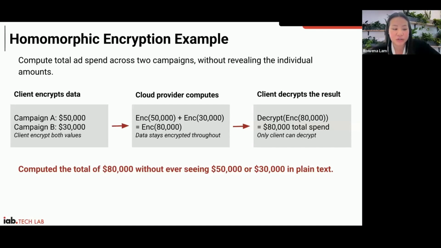And the advertiser would have the appropriate keys to decrypt that result. So in this case, leveraging homomorphic encryption, the cloud provider never sees the raw data. They don't see the result either, even though they've performed the computation. And only the advertiser ultimately is able to see the raw result.